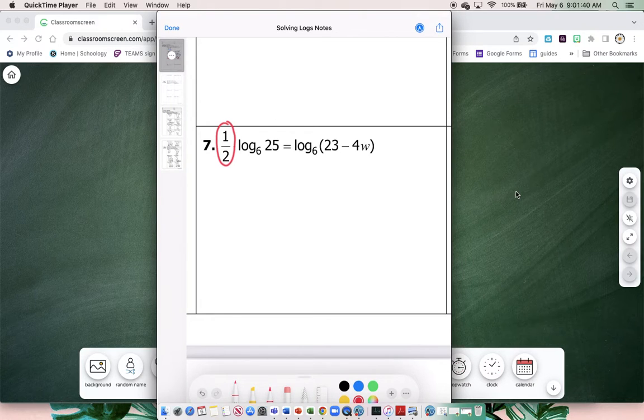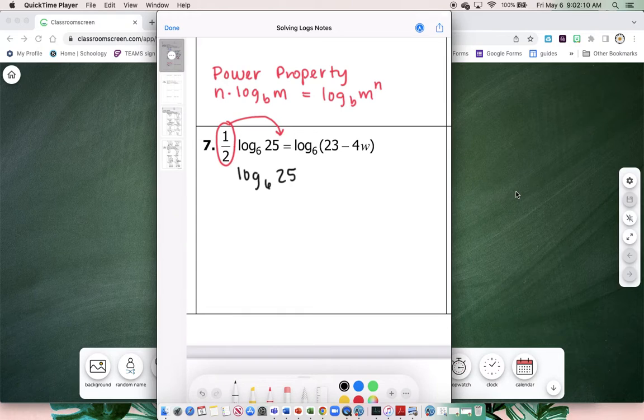So, do you guys remember the power property? The power property states that if you have a number in front of a log, you get to bring that number as a power, as an exponent, to the top, right? So let's bring this 1/2 to the top of 25. Don't change it, don't make it negative, don't do anything crazy. Just bring the 1/2 to the top. So this gives me log base 6 of 25 to the 1/2. See how I bring them to the top?